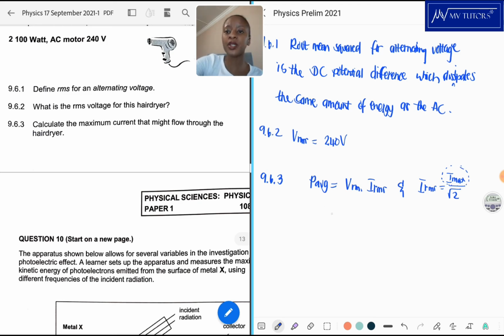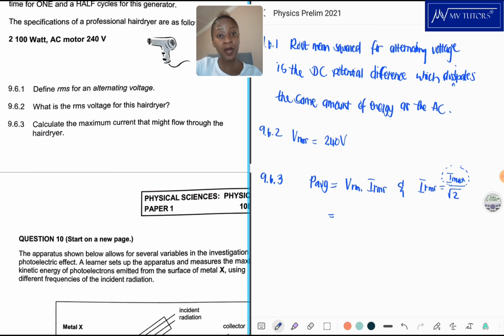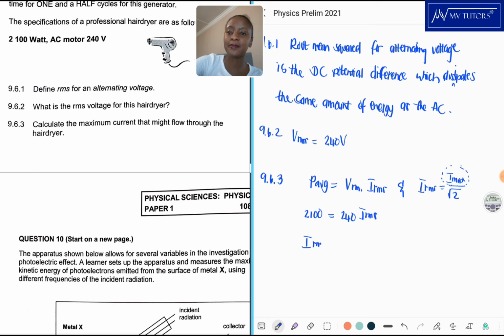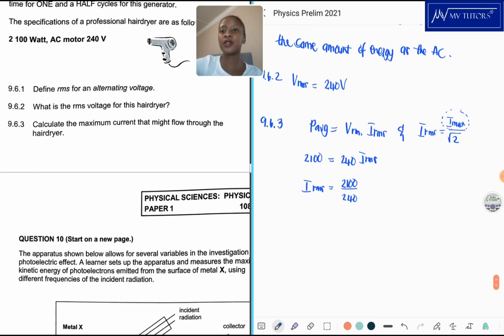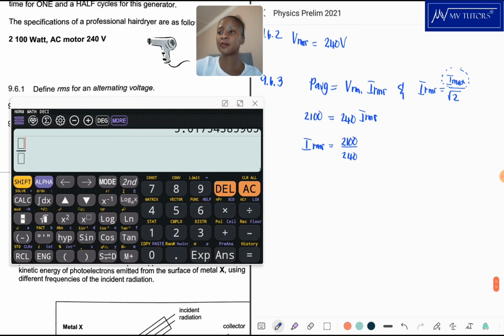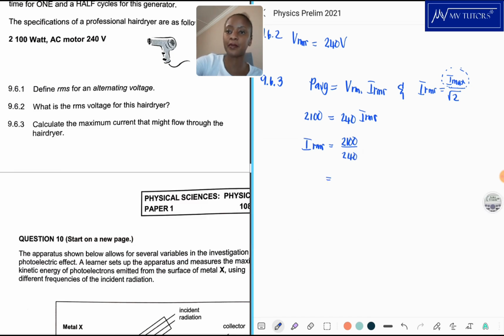Okay, so we're going to start here. We have our average power, it was given to us, 2,100 watts. And we also have our root mean squared voltage, which was equal to 240. So now we can get our root mean squared current. It's 2,100 over 240. Okay, it's 8.75 amperes.